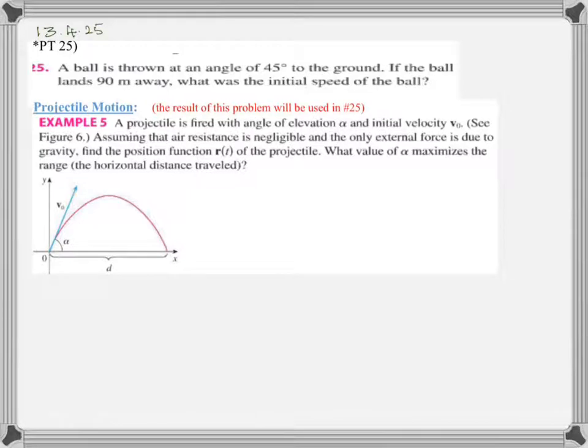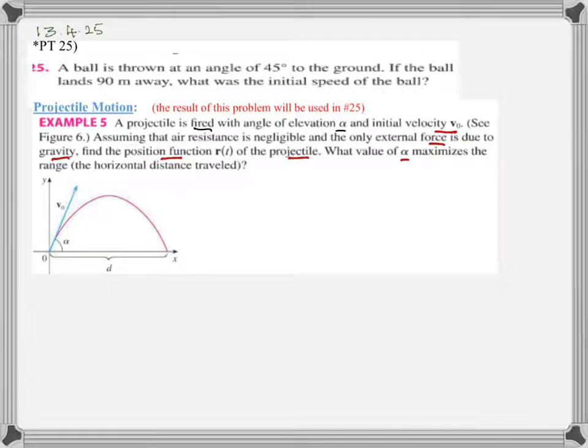A projectile is fired with an angle of elevation alpha and initial velocity v0 vector. The figure is shown here. Assume that air resistance is negligible and the only external force is due to gravity. Find the position function r of t of the projectile. What value of alpha maximizes the range, namely the horizontal distance traveled?